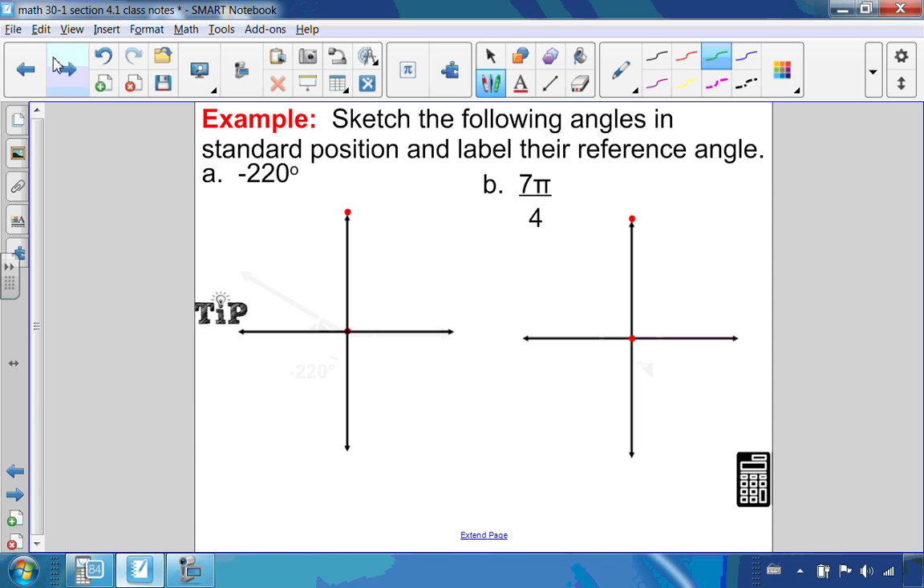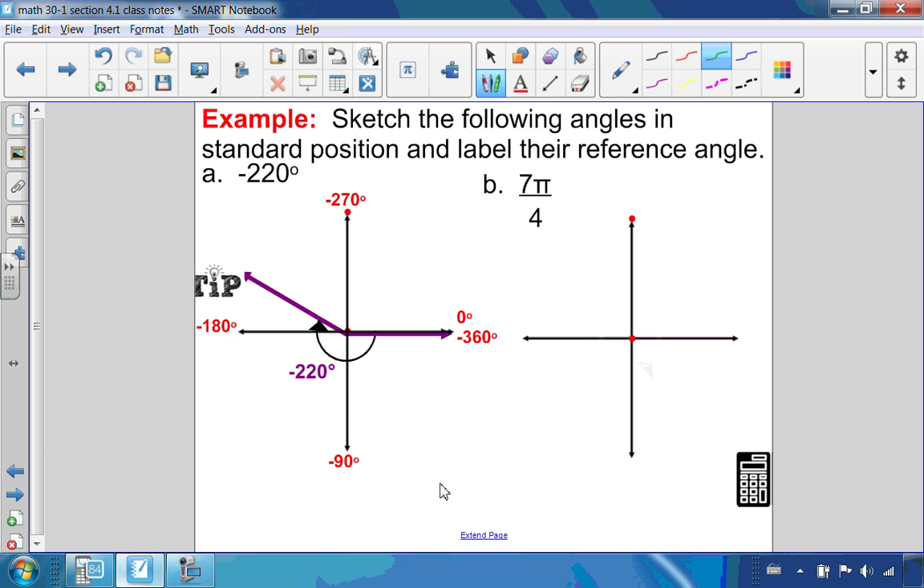So let's talk about coterminal angles. If I have an angle like this and I want to sketch it in standard position and label their reference angles, and then we'll talk about coterminal angles. So let's try this. Negative 220. So negative tells me that I am going clockwise direction. Okay, so I can label my angles. So I'm at 0, negative 90, to negative 180, up to negative 270, and back to negative 360. So to go negative 220, I'm going to go past negative 180 right there.